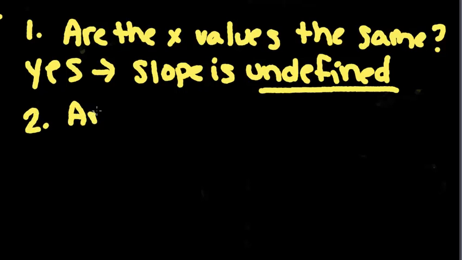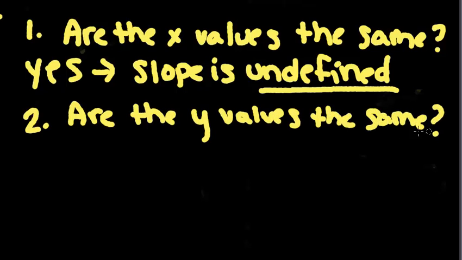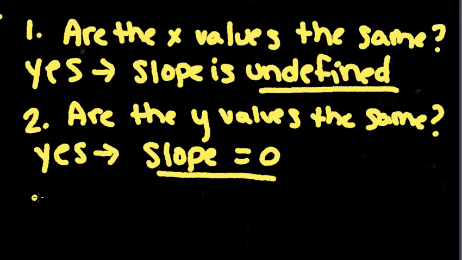Number 2, are the y values the same? If the answer to that question is yes, then the slope is equal to 0, and you're done. You don't have to do any math if your x values are the same number or if your y values are the same number. So the only time you have to do a mathematical calculation is when your x values differ and your y values differ.